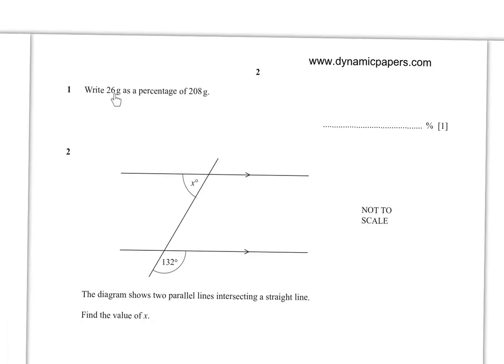Number 1, write 26 gram as a percentage of 200 gram. To find the percentage, divide 26 by 208, then multiply by 100. 12.5%.